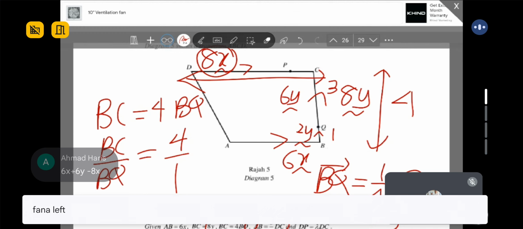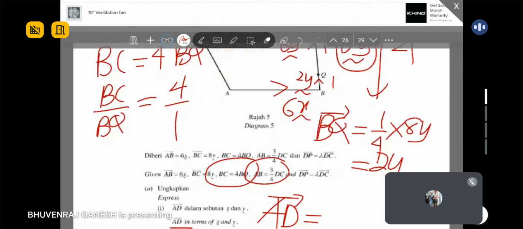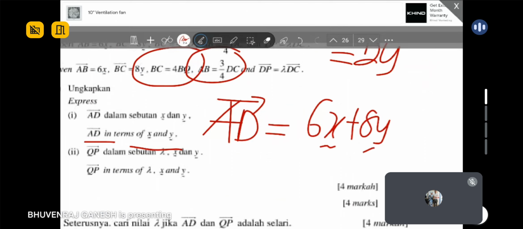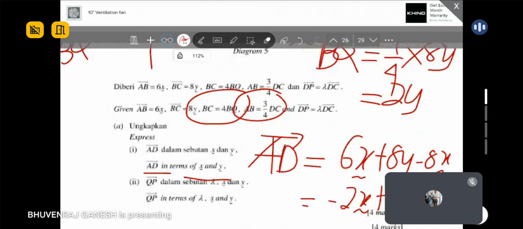What is your answer? 6x plus 8y. Okay? So total dia 8y kat sini. Okay, so 6x plus 8y minus 8x, betul. Okay, so you will have 6x plus 8y minus 8x. Okay, so the answer is negative 2x plus 8y. Ini jawapan dia. Okay, clear right?